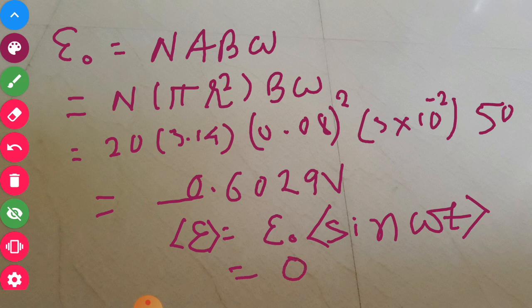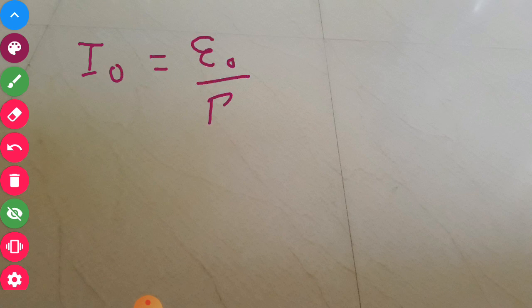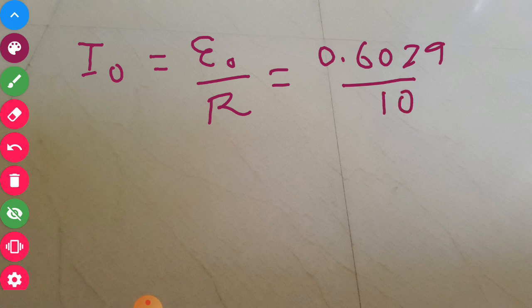Then the maximum induced current we want to calculate. The maximum induced current I0 is nothing but the maximum induced voltage divided by resistance according to Ohm's law. So you will get 0.6029 divided by the resistance, that is 10.